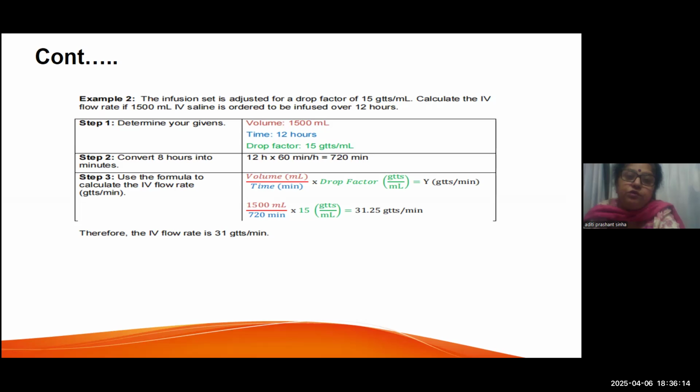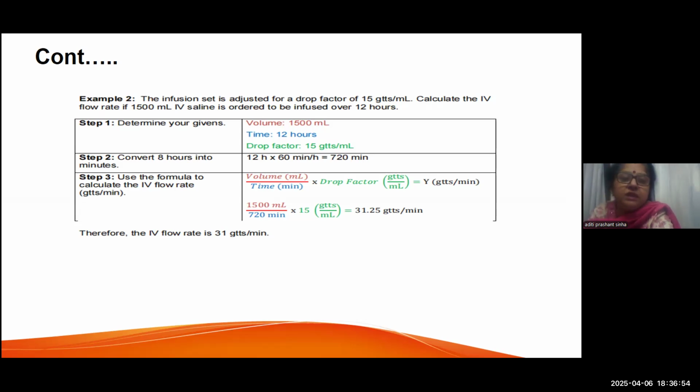So here you have 12 hours. Now, what are we supposed to do? It is better to do it in minutes, so we will convert this hour into minutes. How are we going to do that? 12 hours times 60 minutes. How much are we going to get? It is 720 minutes. Fine. So the time is 720 minutes; instead of 12 hours, we will write it in minutes. So your volume is 1500 ml, and now the time is not 60 minutes, it is 720 minutes, times 15. So what are we going to get is 31.25 drops per minute. That means 31 drops per minute is to be administered.